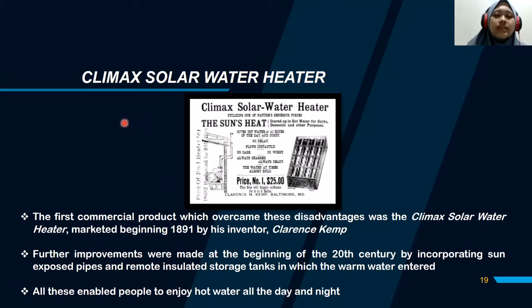The Climax solar water heater. The first commercial product which overcame these disadvantages was the Climax solar water heater. It was marketed beginning in 1891 by its inventor, Clarence Kemp. Further improvements were made at the beginning of the 20th century by incorporating sun-exposed pipes and remotely inserted storage tanks into which the warm water entered. All this enabled people to enjoy hot water all day and night.